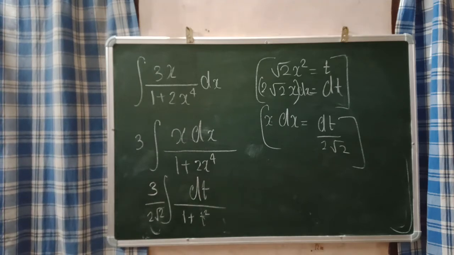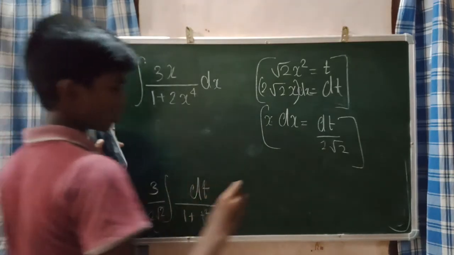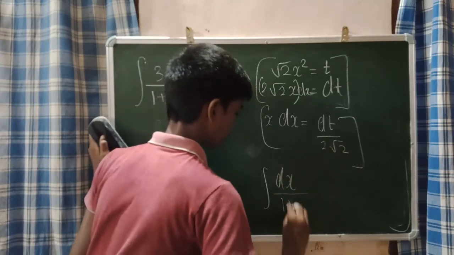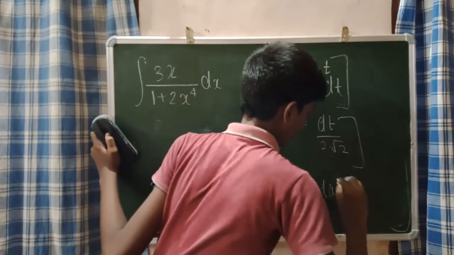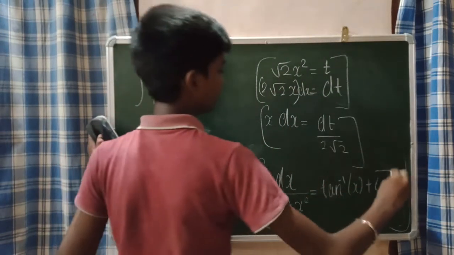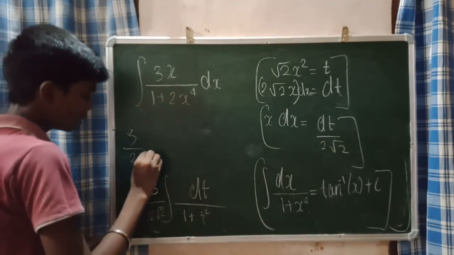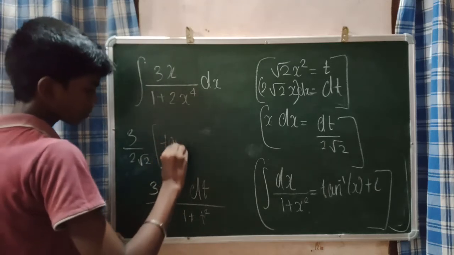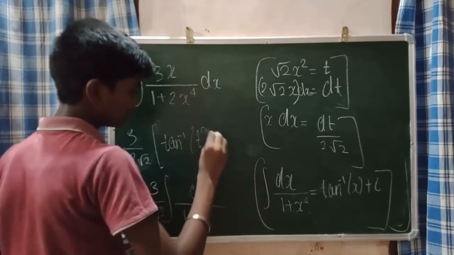Now after this it's going to be very simple, guys. As I told you, that is your standard integration formula. The integral of dx divided by 1 plus x square is equal to tan inverse of x plus some constant. This is a standard integral that you are supposed to know. Now use this here. I will get 3 by 2 root 2 into the integral of dt by 1 plus t square.